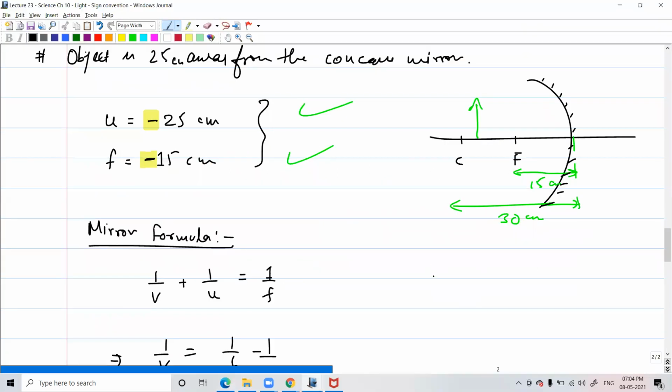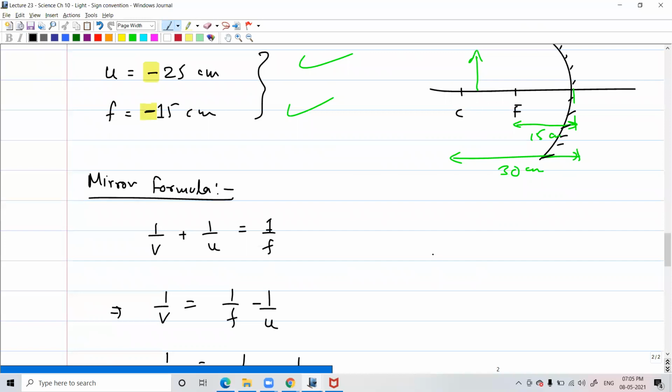Anybody has any questions from today's class? Sir, I have a doubt. Yes, go ahead. Sir, is it important that the aperture of the mirror should be smaller than the radius? Yes, it is, because if the aperture is not small, then the relation between the focal length and the center of curvature will not be like this. It will not be exactly in the center of this.